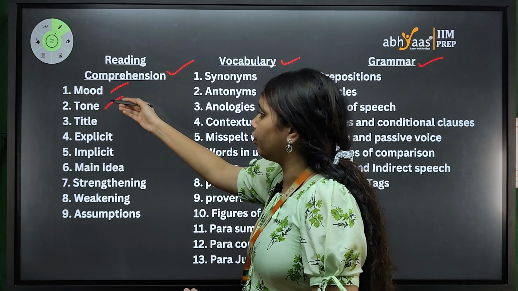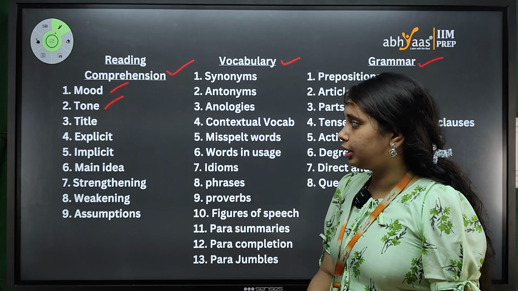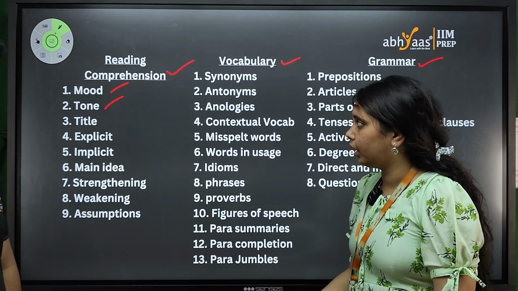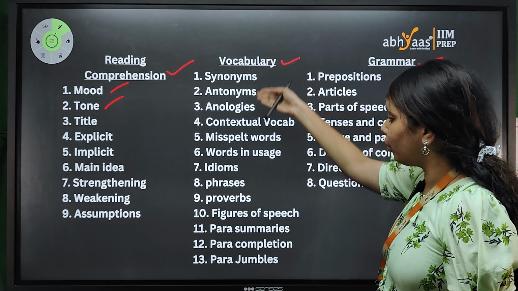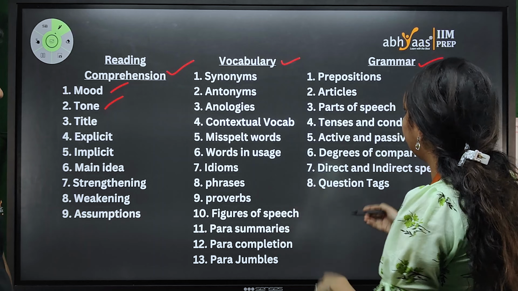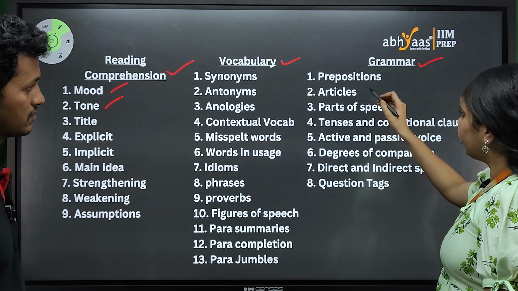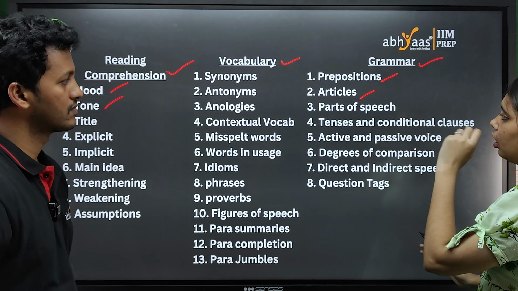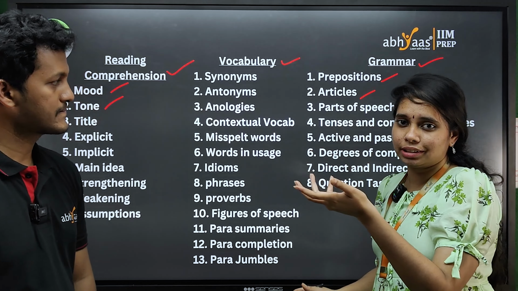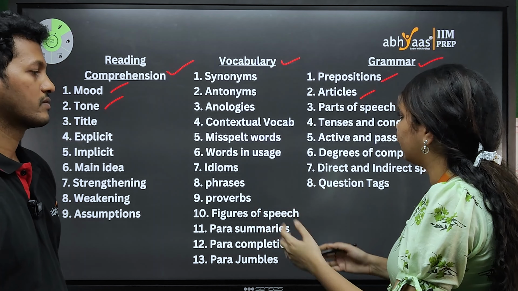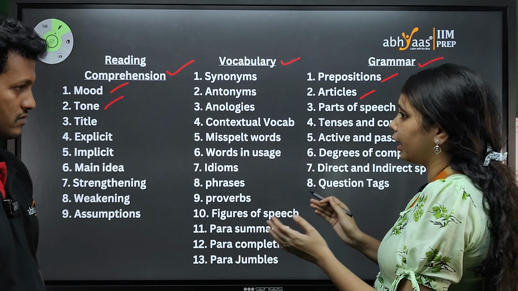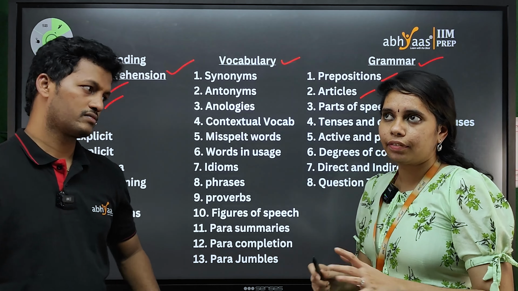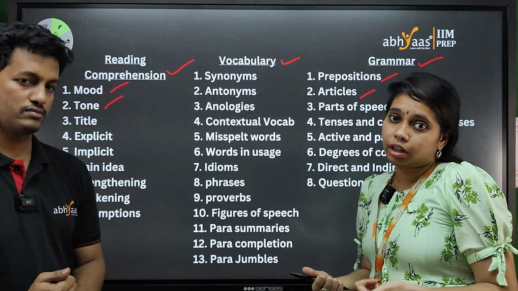For example, in RC we have mood, tone, title, explicit questions, implicit questions, main idea, strengthening and weakening, and assumption based RC questions. At the same time, in vocab also you can see so many different models of questions have been covered. And when it comes to grammar, even though I have mentioned prepositions and articles vaguely, just as the name of the chapter, the types of questions can be very different. They can be asked sentence wise, or they can even ask about contractions, and they are encountered in different BBA examinations. So these are the top models. If you keep following our series, I think you will have a very good revision.